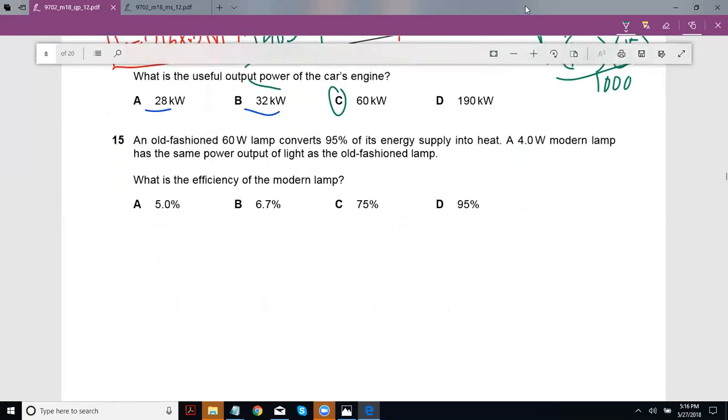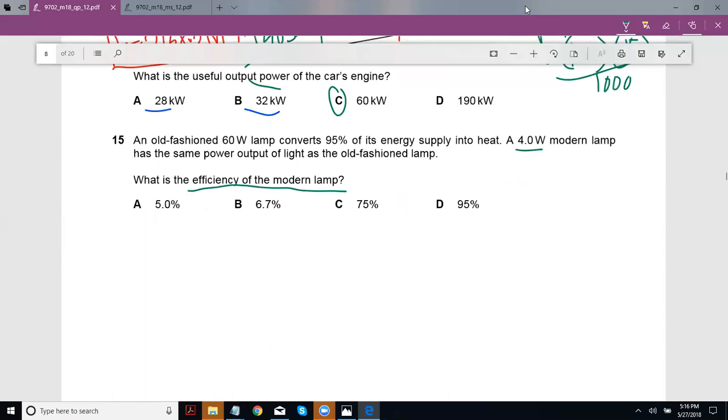15. An old-fashioned 60-watt lamp converts 95 percent of its energy supply into heat. Pretty useless lamp, to be honest. A 4-watt modern lamp has the same power output of light as the old-fashioned lamp. And they're asking the efficiency of the modern lamp.